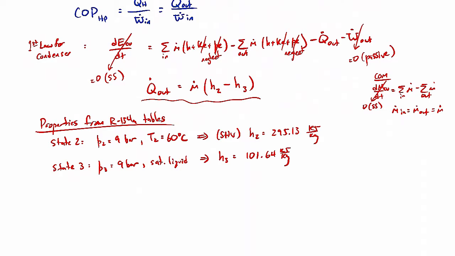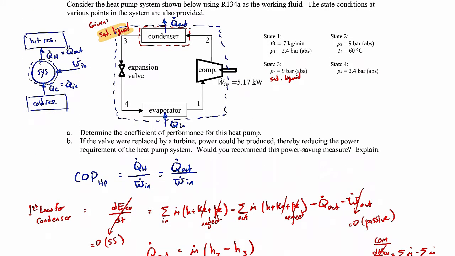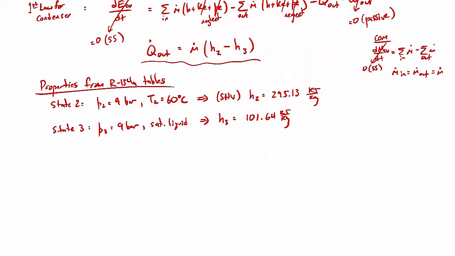And then the last little piece of information that we need to solve for Q dot out is the mass flow rate. So we now know H2, we know H3, we need the mass flow rate. We're given it in state 1 here. We're told that the mass flow rate is 7 kilograms per minute. So we should convert that over. m dot is 7 kilograms per minute. We'd want to convert that to kilograms per second to help us with our units. And 1 minute is 60 seconds, so that'd be 7 over 60 kilograms per second. I didn't work that number out specifically, so I'll just leave it as 7 over 60.